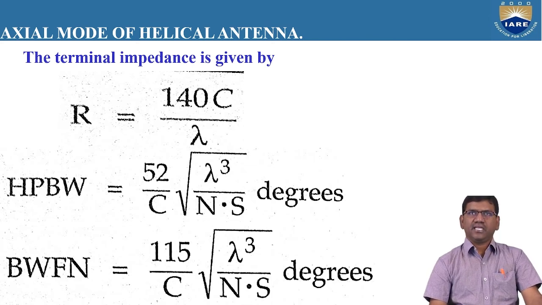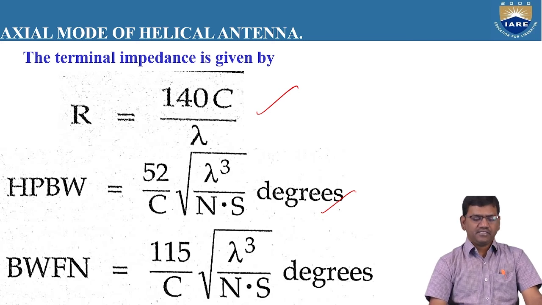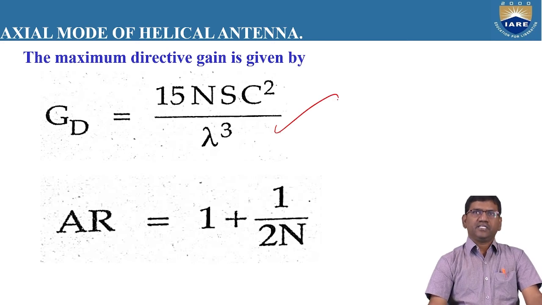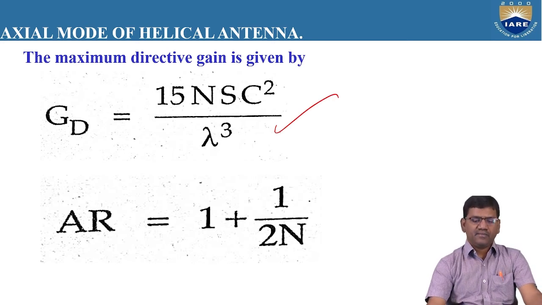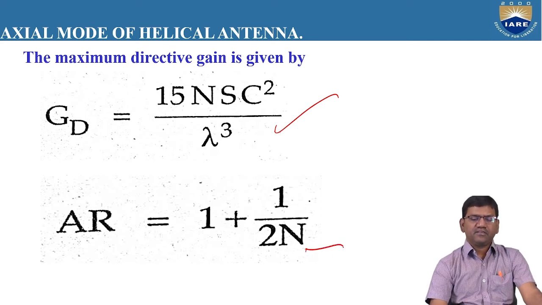If you want to design a helical antenna in axial mode, see that R must be equal to 140 C by lambda, and half power beam width must be 52 by C into root of lambda cubed by ns, and the beam width between the first nulls is given by 115 by C into root of lambda cubed by ns degrees. And the maximum directive gain is given by 15 ns C square by lambda cubed, and the axial ratio is given by 1 plus 1 by 2n, where n indicates the number of turns. So these are the design equations for a helical antenna in axial mode.